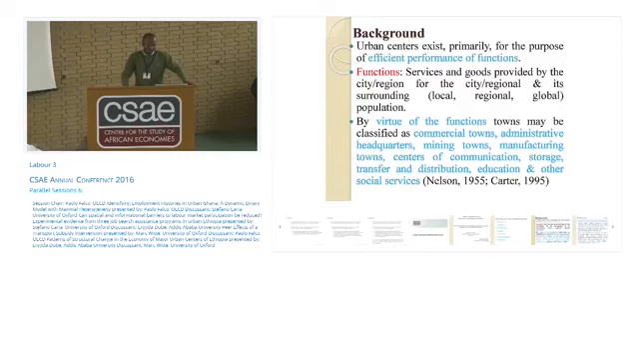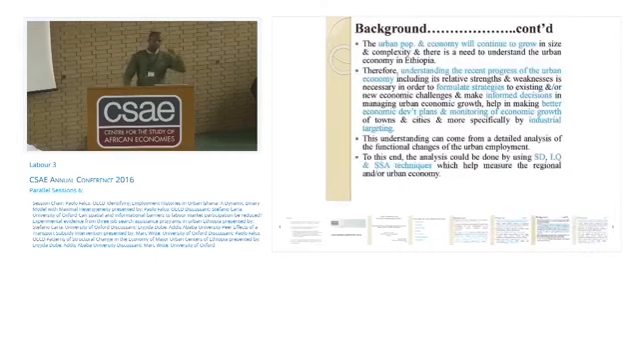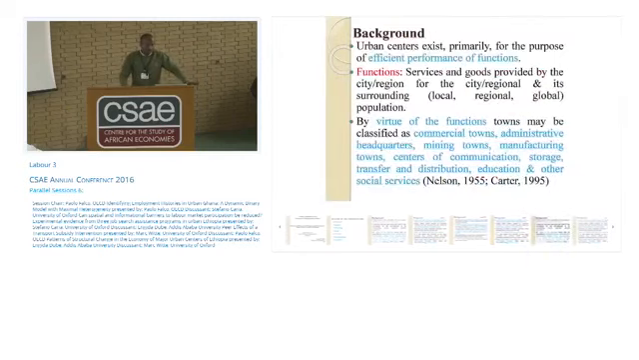Then, what are functions? Urban functions refer to goods and services provided by a city or a region or a country for the city population or for the surrounding population or abroad. So by virtue of functions, cities could be classified as commercial towns, administrative headquarters, mining towns, manufacturing towns, centers of communication, storage and transfer, education, and the like.